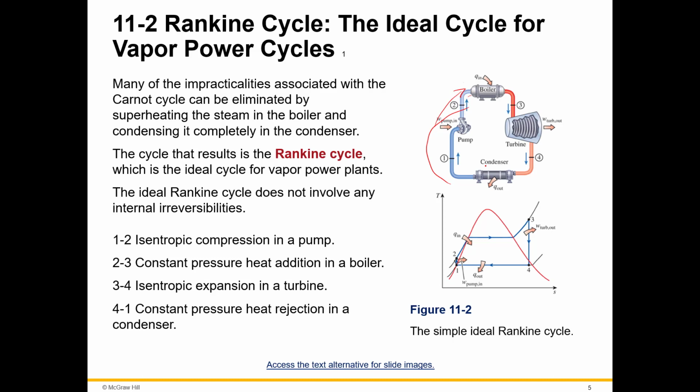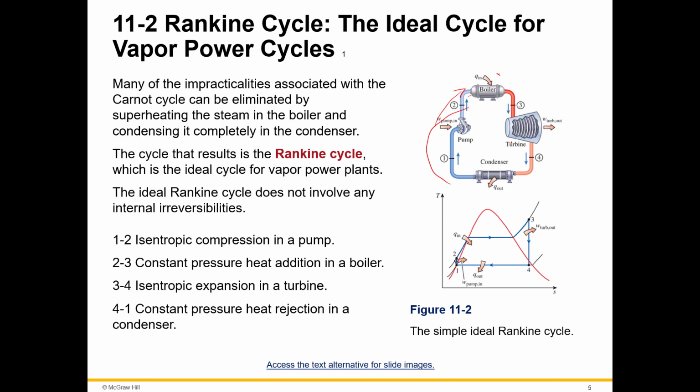The ideal Rankine cycle does not involve any internal irreversibilities. So 1 to 2 is isentropic compression in a pump. You see it starts here instead of up here. Then 2 to 3 is constant pressure heat addition in a boiler, so the boiler is part of 2 to 3. And then 3 to 4 is isentropic expansion in a turbine. And then 4 to 1 is constant pressure heat rejection in a condenser.